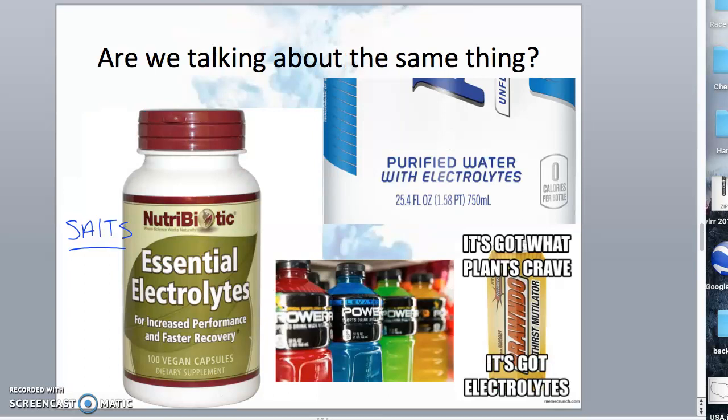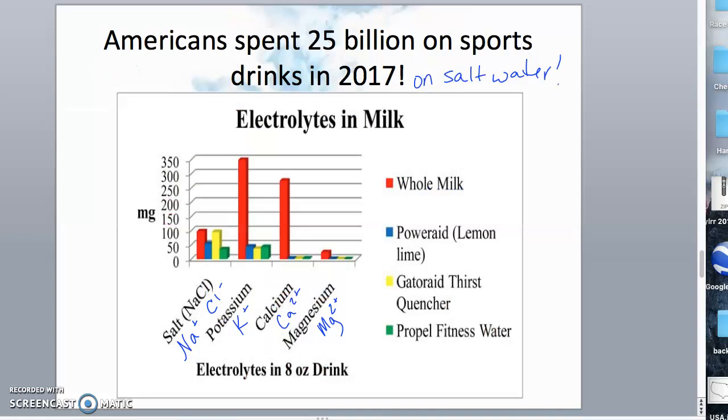Are the electrolytes in your favorite sport drink the same thing that we're describing? The answer is yes. Salts are added to sports drinks to replace the ions lost during exercise or while playing Little League Baseball. Americans spend a lot of money on these drinks. Notice that whole milk contains a lot of the ions that are common in a sports drink. This is likely the reason that chocolate milk is considered to be a very good recovery drink after exercise.